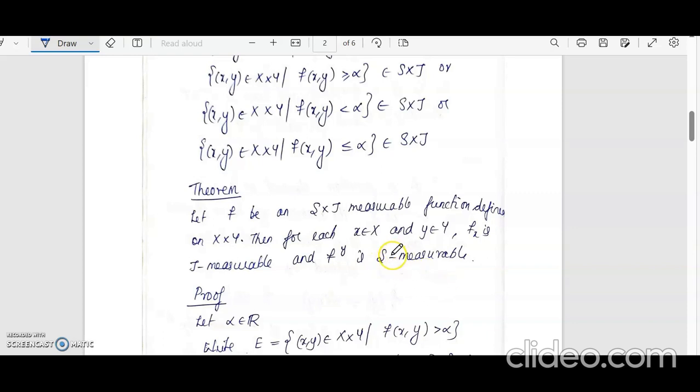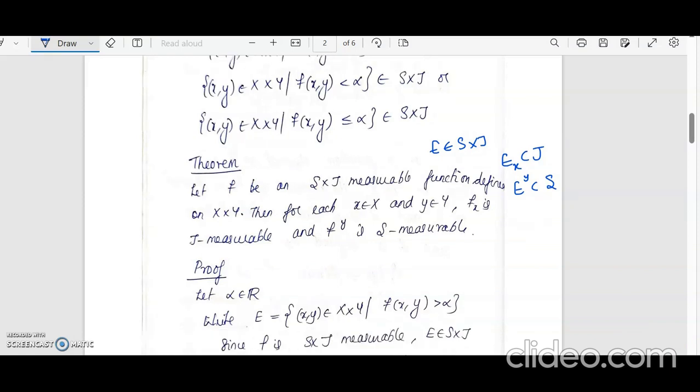So for this we will use the previous theorem. So we have seen that if E belongs to S cross J, then Ex will be contained in J, that means Ex will be a measurable set on the sigma algebra J, and similarly Ey will be contained in S. So Ey is a measurable set on the sigma algebra S. Given that f is an S cross J measurable function, we'll show that fx is J measurable and fy is S measurable.